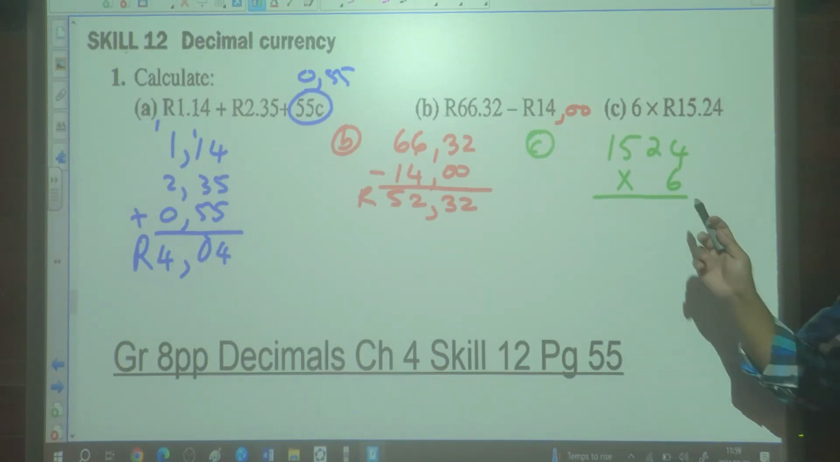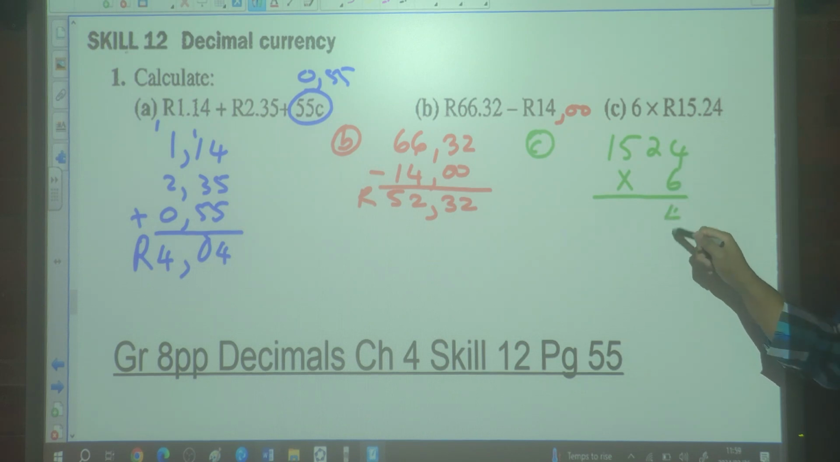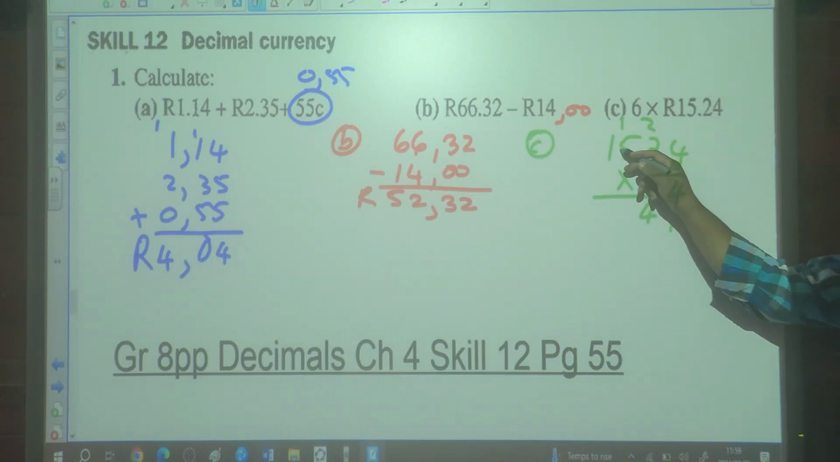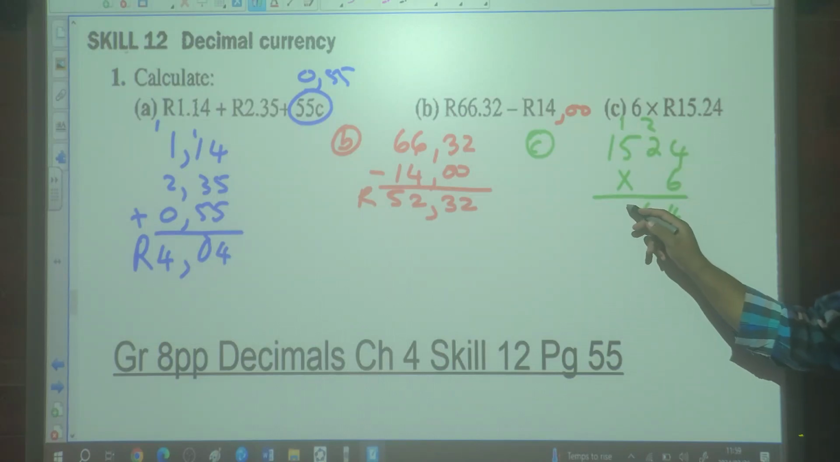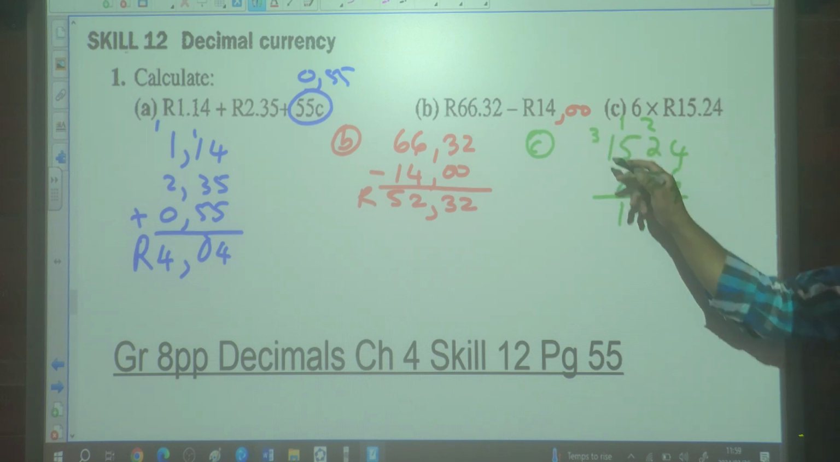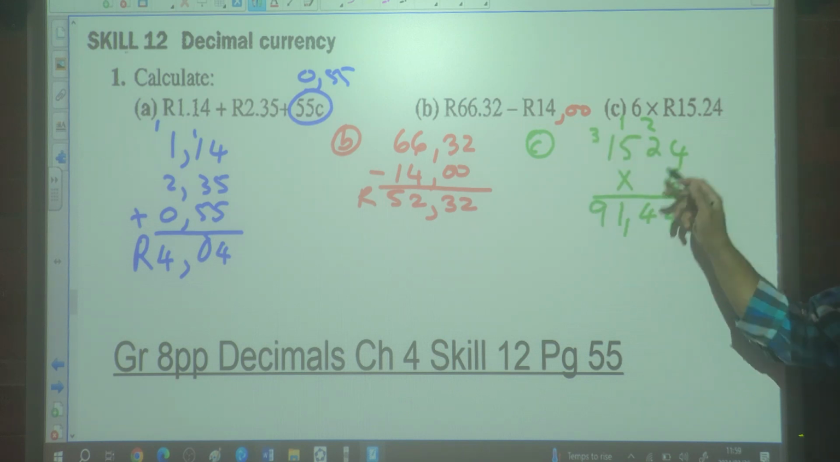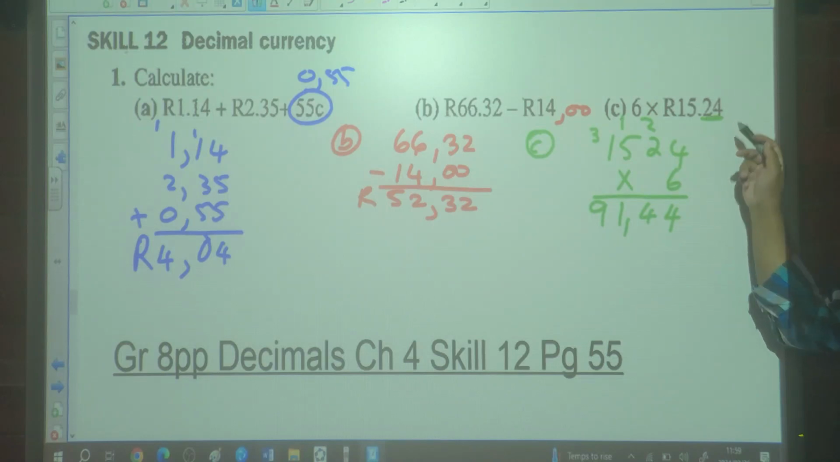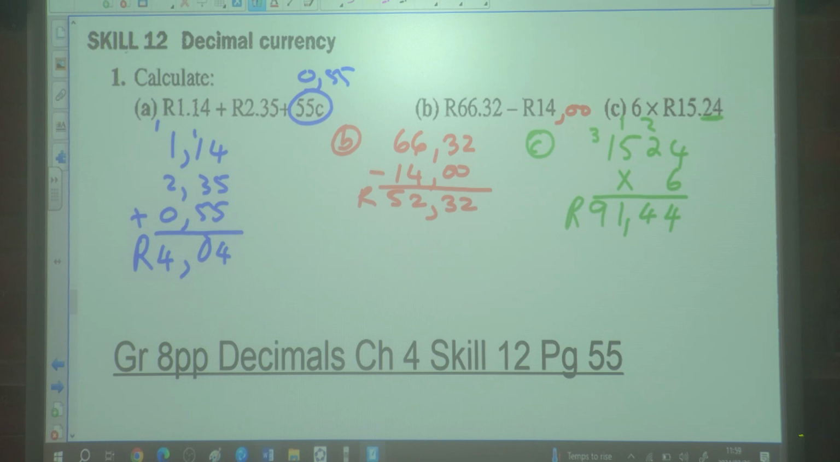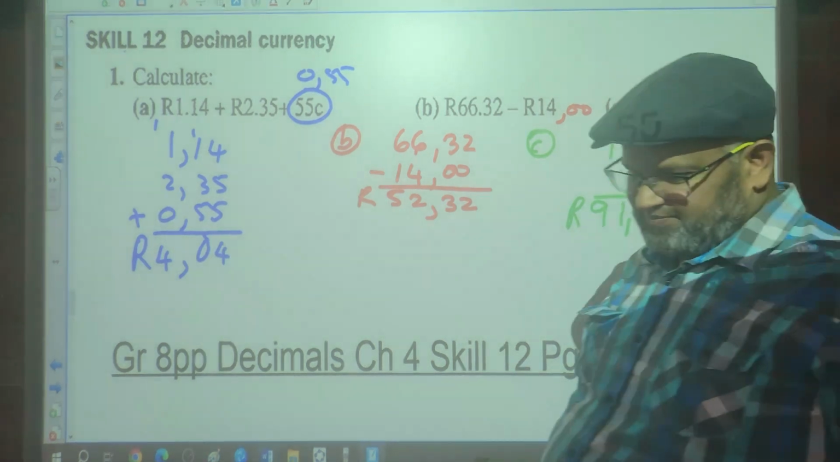No? What's 6 times 4? 24. 2 times 6? 12 plus 2? 14. 6 times 5? 30 plus 1? 31. 6 times 6? 6 times 1? Plus 3? So there's 2 decimals after the comma. So I count. 1, 2. The answer is 91 rand and 44 cents.